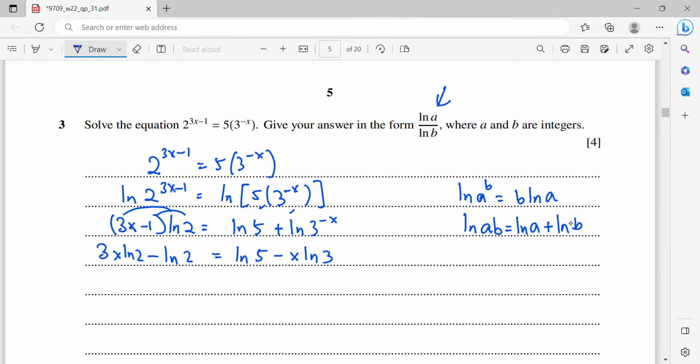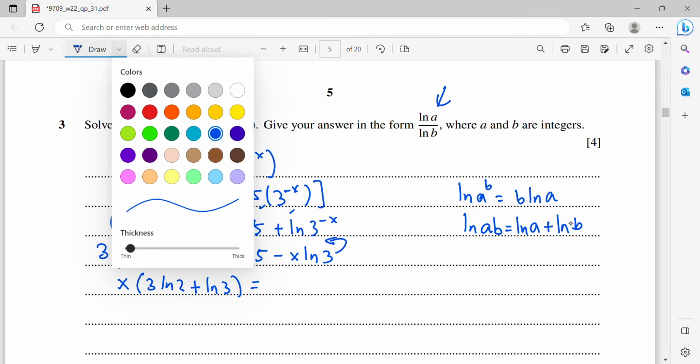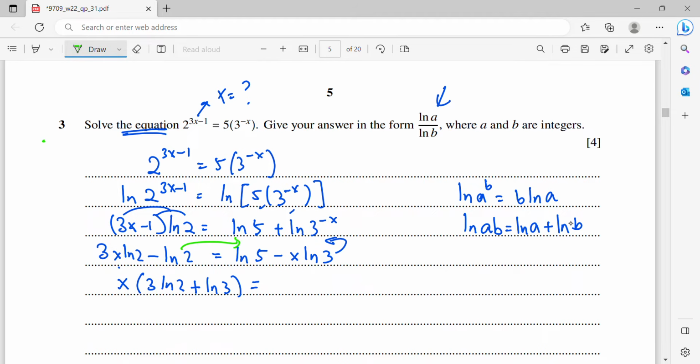Now, to solve the equation means that you need to find the x. So the minus x ln 3 on the right side should be moved to the left hand side and factorize the x because it is in common. So I will get x bracket 3 ln 2. Then this term, when you move to the other side, it becomes plus ln 3 after you have factorized the x. And then for this minus ln 2, on the left hand side, you will have to move it to the right side. So I will get ln 5 plus ln 2.